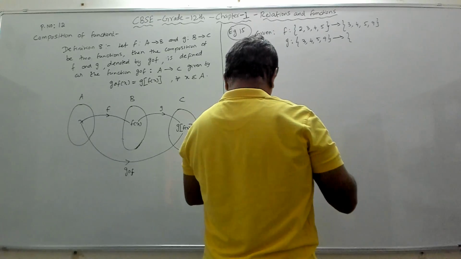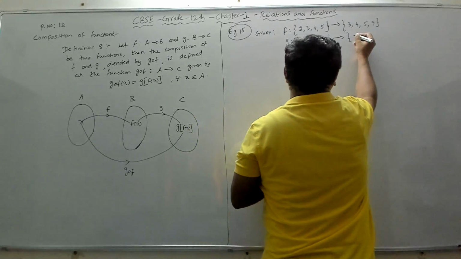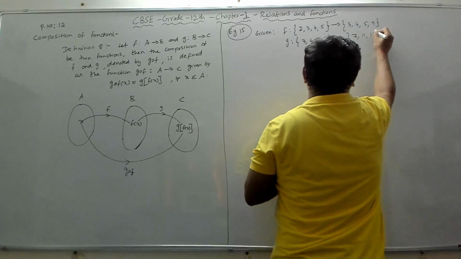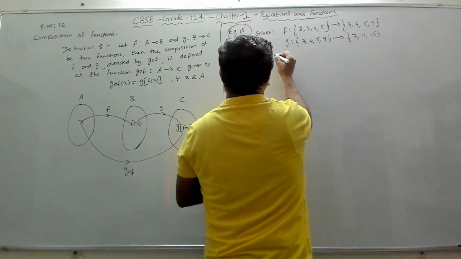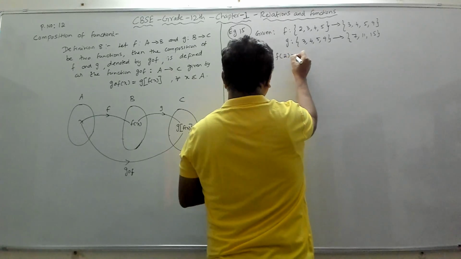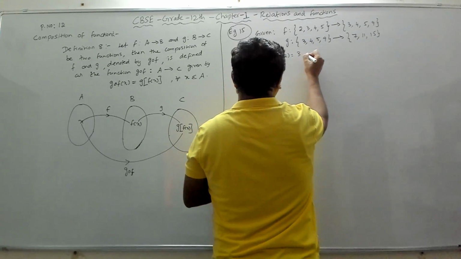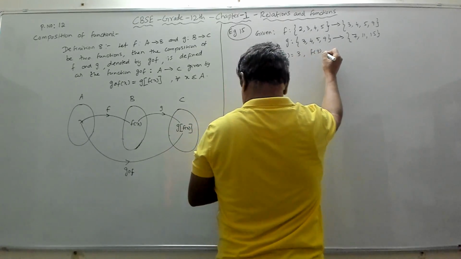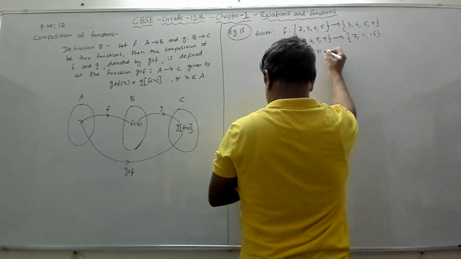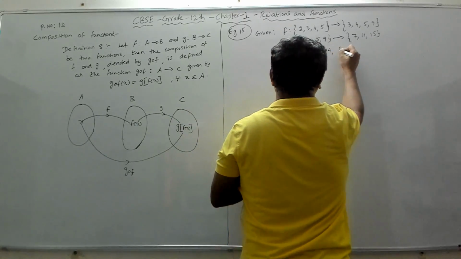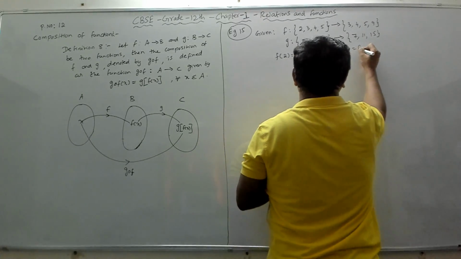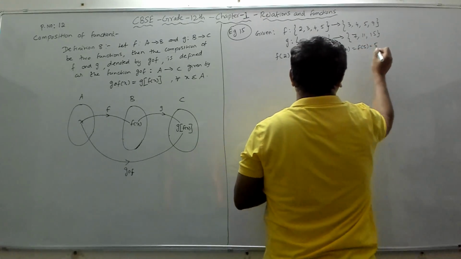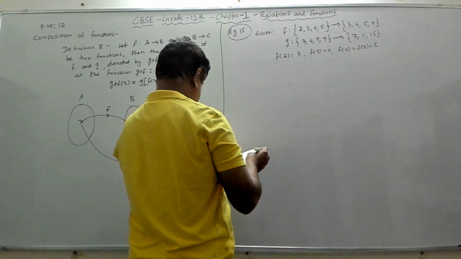And g of 3, 4, 5, 9 maps to 7, 11 and 15. And it is defined as, so also f of 2, its definition is given. f of 2 is 3 and f of 3 is 4, and f of 4 is equal to f of 5, both are equal to 5. That's how f is defined.